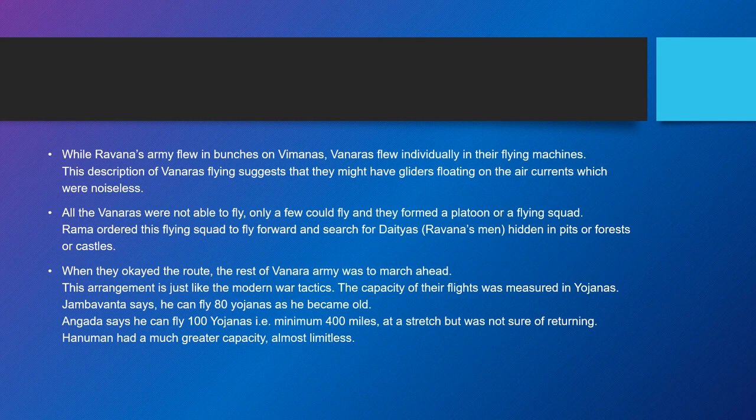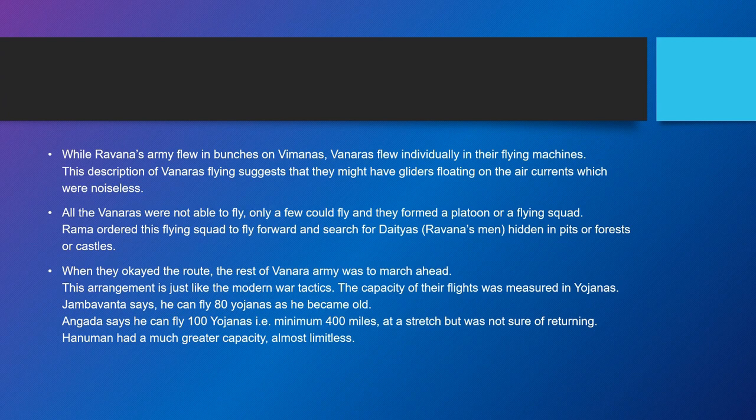There are already some more descriptions, like while Ravana's army flew in bunches on Vimanas, Vanaras flew individually in their flying machines. This description of Vanaras flying suggests that they might have had gliders floating on the air currents, which were noiseless. There are many such things, and all the Vanaras were not able to fly. Only a few could fly, and they formed a platoon or a flying squad. Rama ordered this flying squad to fly forward and search for Daityas, Ravana's men, hidden in pits or forests or castles.